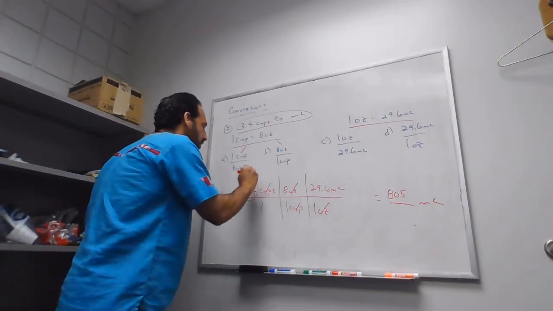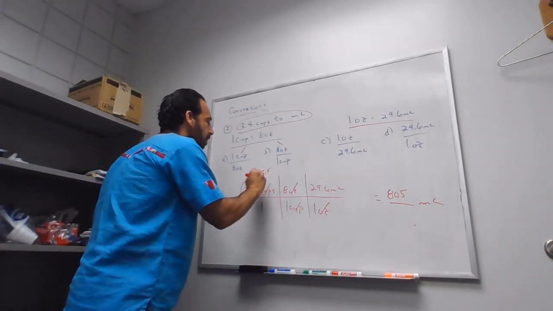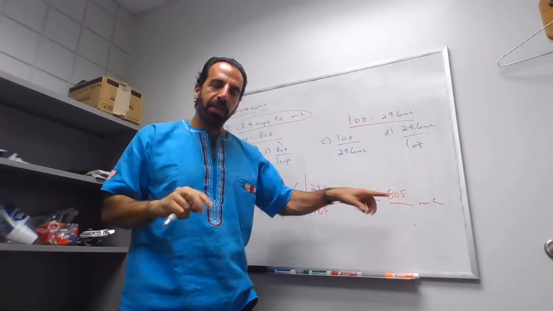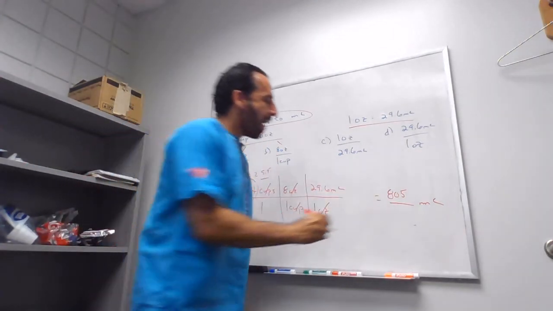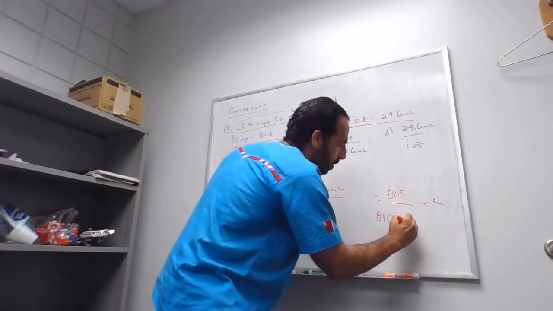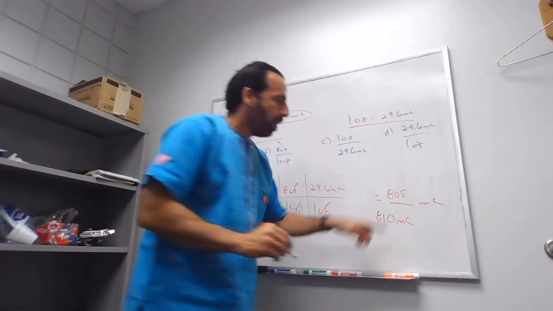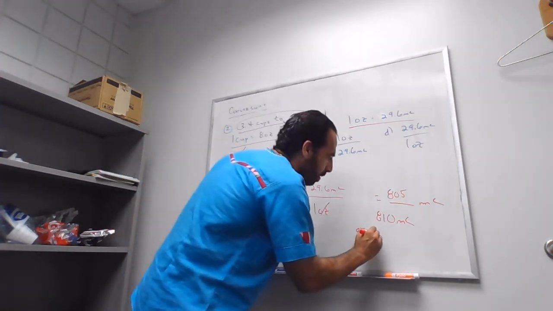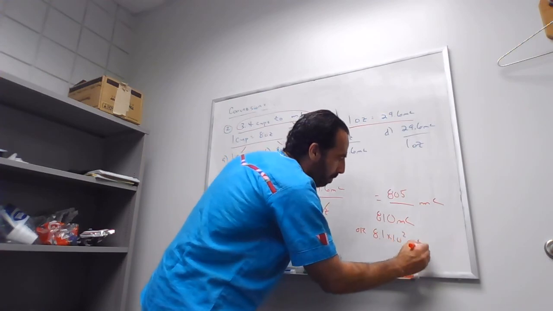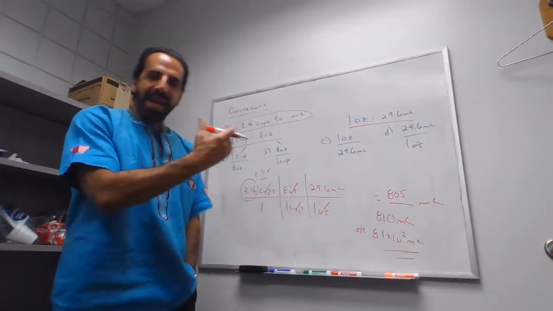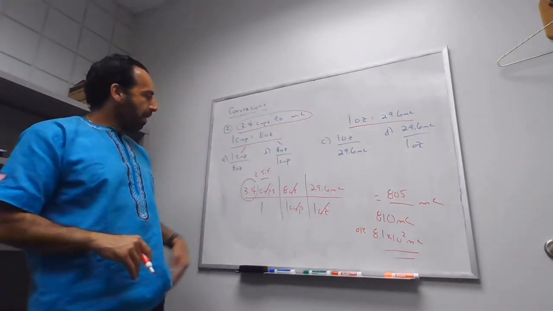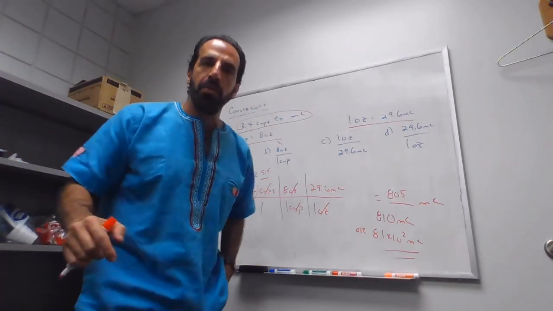This one right here has 2 significant figures, which means my final answer's got to have 2. So I got to round this off at 2 significant figures. I can do this a couple of different ways. I can round this off to 810 milliliters, or I could say 8.1 times 10 squared milliliters. Sometimes I may ask you to round off to the correct number of significant figures, sometimes I'm not. It just depends. But again, that has to round off at 2 significant figures.